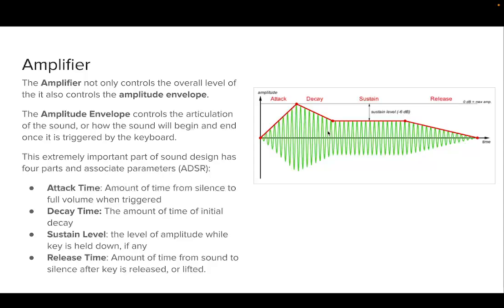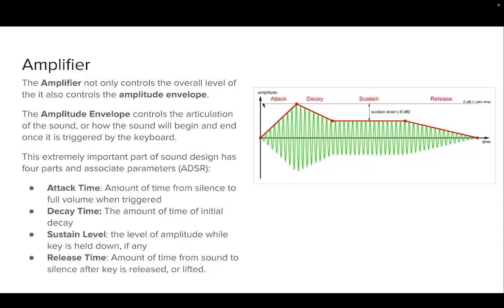All of these times and levels correspond to the pressing of a key on the keyboard controller portion of the synthesizer. The attack time is the amount of time from silence to full volume when triggered. We can picture the pressing of a key at this vertical point in time on the left. If we press the key, if the attack time is slow, the sound will gradually bloom. If the attack time is very short, then the sound will begin immediately.